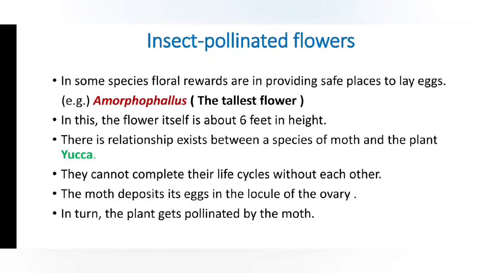What is meant by locule? A cavity, a pit kind of thing. So the moth deposits its eggs in the locule of the ovary. In turn, the plant gets pollinated by the moth. When it comes and goes to lay eggs, the pollen grains stick onto its body parts, and that's how they pollinate.